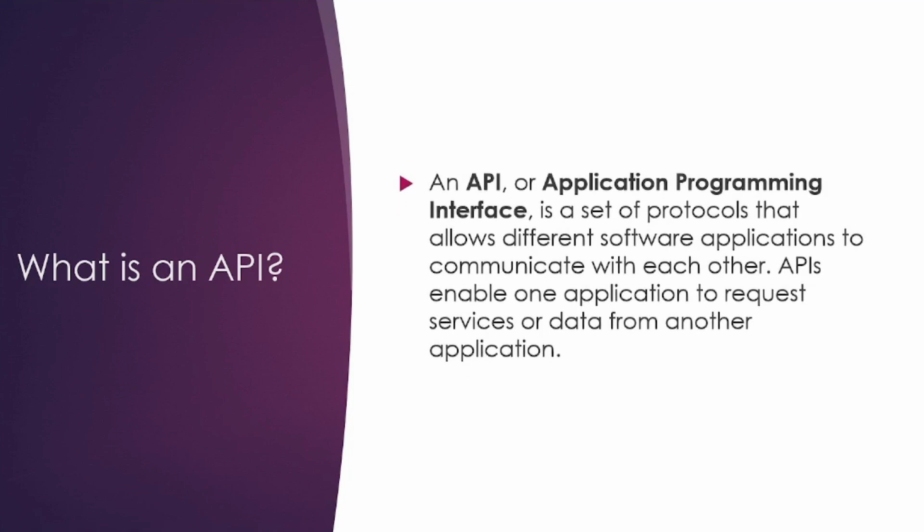So API stands for Application Programming Interface. It's a messenger that helps two applications to talk to each other. So it is a kind of communication channel between a client and a server. So let's understand it with an example.